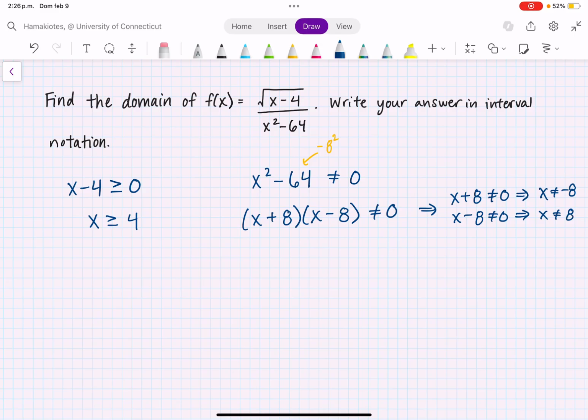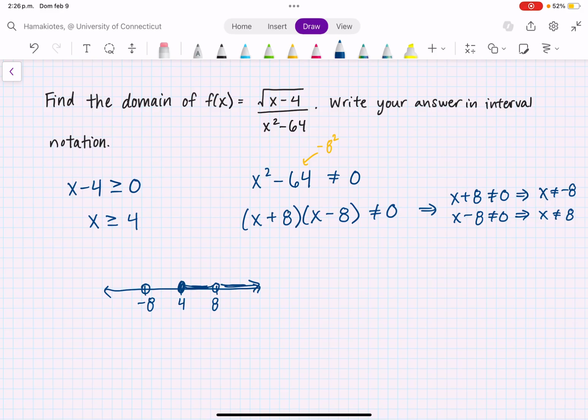So if I draw a number line and put all these conditions together, what does that tell me? Well, from the denominator, I get minus 8 and 8, and x cannot be those values, so I draw an open circle. And then from the numerator, I get 4 as an important value, and x can be greater than or equal to 4. So it can be 4 and everything above 4.